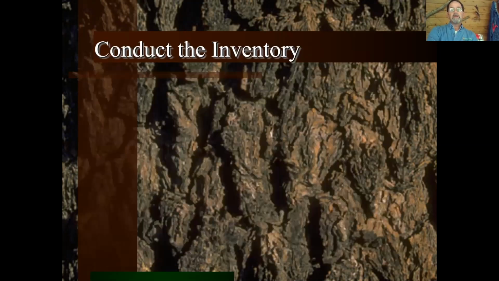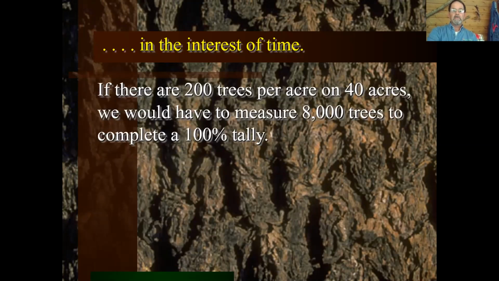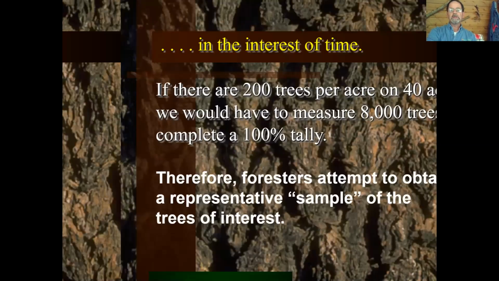So we're now ready to conduct the inventory. A forester usually only measures a portion of the stand. And we ask, well, why would we want to do that? We just need a sample of the stand. And the reason is because in the interest of time and money, if there are 200 trees per acre on 40 acres, that means a forester would have to measure 8,000 trees to complete a 100% tally. Nobody has the time nor money for that. And so therefore, foresters attempt to obtain representative samples of the trees that are out there, the trees of interest.